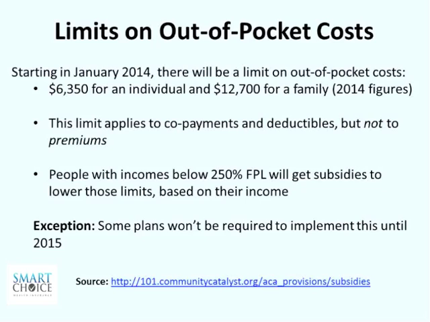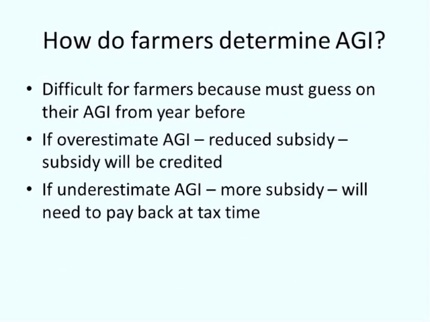And people with incomes below 250% of the federal poverty levels will get subsidies to lower those levels. So that's a new thing with the Affordable Care Act as well. So now I'm going to get into some specifics about farmers. And I hope I don't jump around too much on this, but there's several points that I wanted to make that I think are specific for farmers.